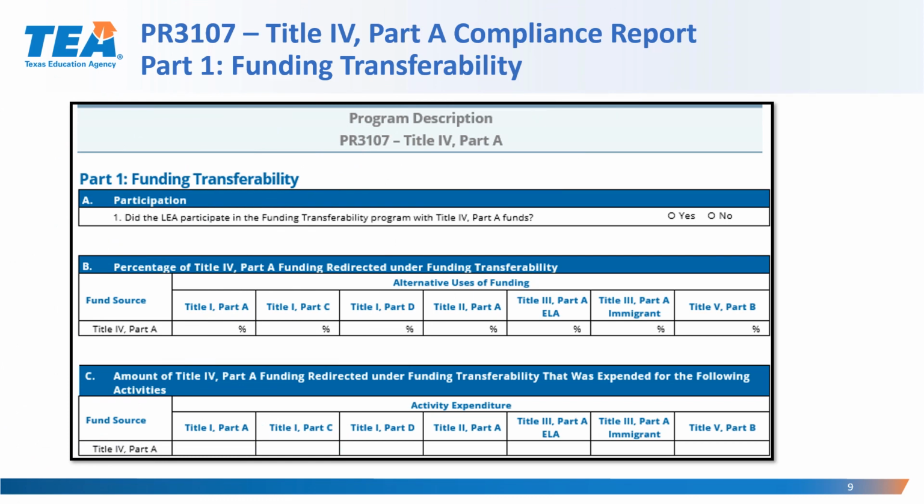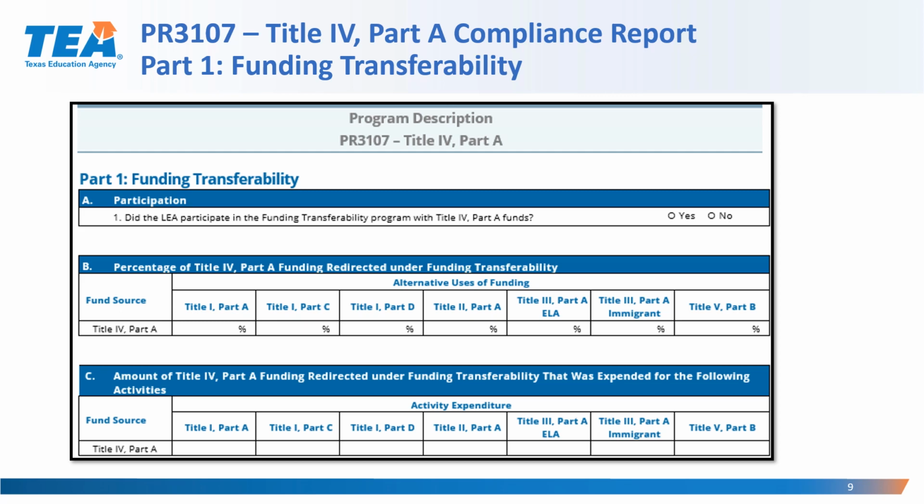Part 1 of PR 3107 is the Funding Transferability section. Funding transferability allows LEAs the option to transfer a certain percentage of non-administrative funds allocated for allowable uses under Title I Part A, Title I Part C, Title I Part D, Title II Part A, Title III Part A, ELA and Immigrant, and Title IV Part B.